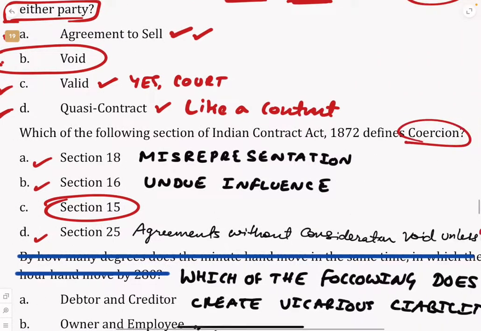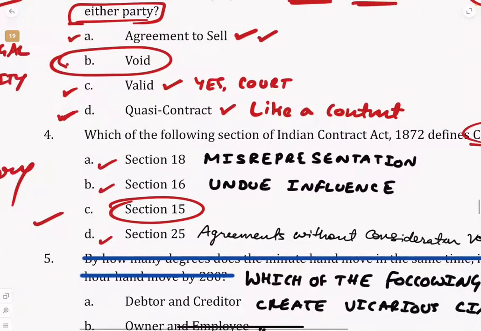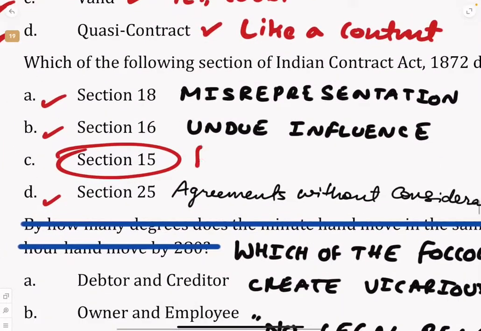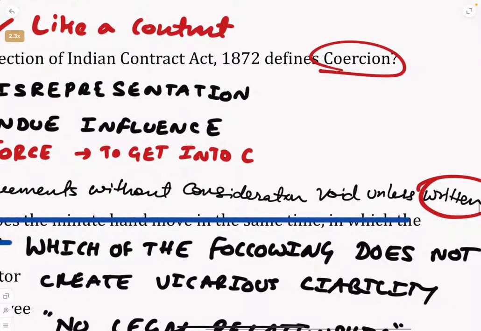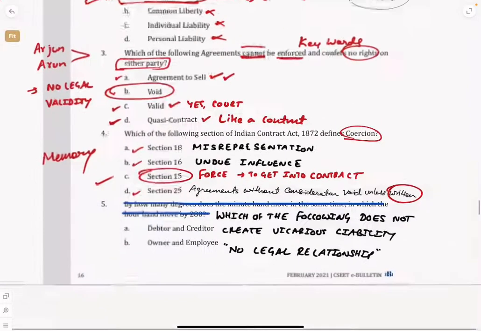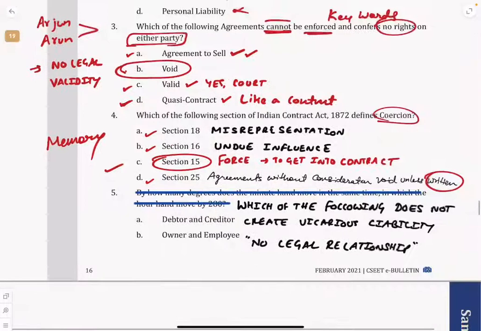Which of the following section defines coercion? Coercion is what? If there is a force. Somebody is forcing you to get into a contract. Somebody is pressurizing you to get into a contract. So that is a coercion.